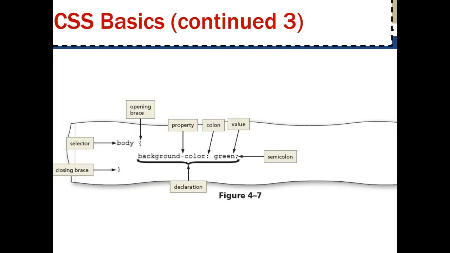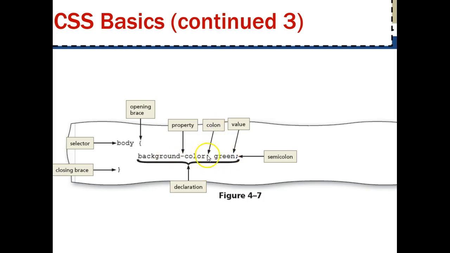So again, in here, let's look at all these definitions that we talked about. Body could be a selector. This is the opening bracket. Then we have this. So this is the declaration. And then this background color by itself is the property. And then the formatting is color, and then the value.